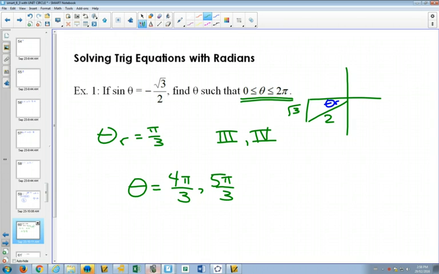But now we can do them directly just using our unit circle. Recognize what family it belongs to, what quadrants it's in, and state the answer.